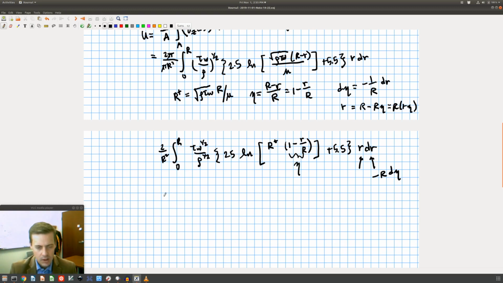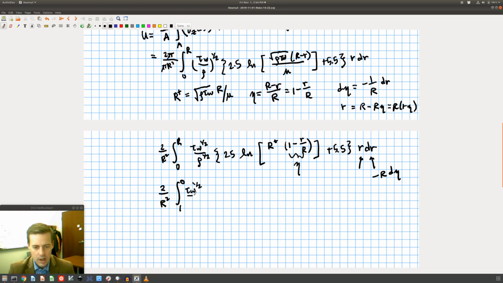I can factor that out to 2 over r squared, integral from 0 to big R. Oh, I need to be careful about these bounds too. So these bounds are in terms of r, so if I want them in terms of eta, if I plug in big R, I get 1 minus big R over big R. That's 1 minus 1 gives me 0. And then 0 plugged in here gives me 1. So, okay, now those bounds are in terms of eta.